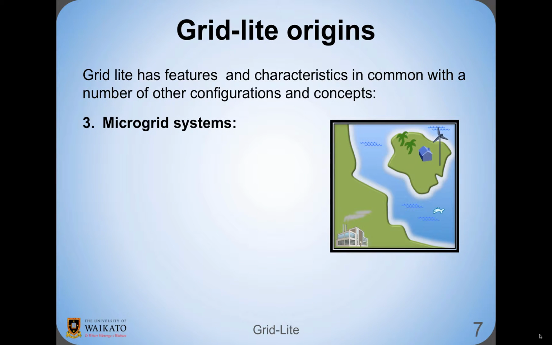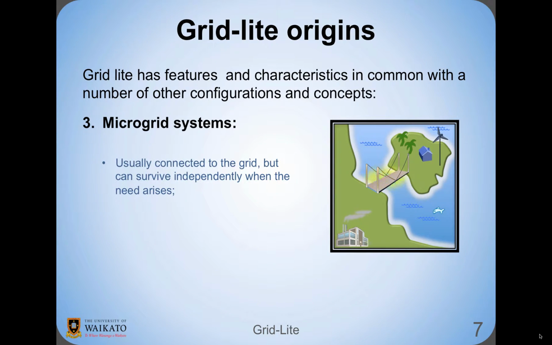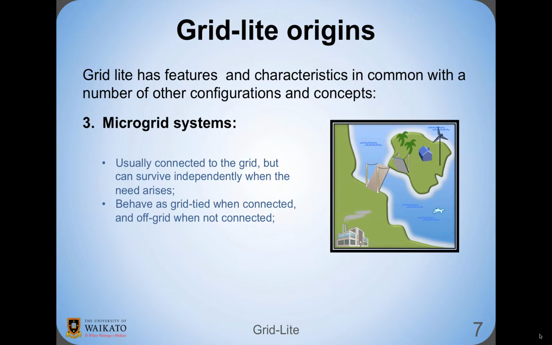This brings us to microgrid systems, which incorporate characteristics of both the off-grid and grid-tied configurations of the last two slides. For this reason, I describe them to be like an island connected to the mainland by a bridge. They're defined as being normally connected to the grid, but have resources such that they can survive independently when the need arises. So the bridge is really a drawbridge.